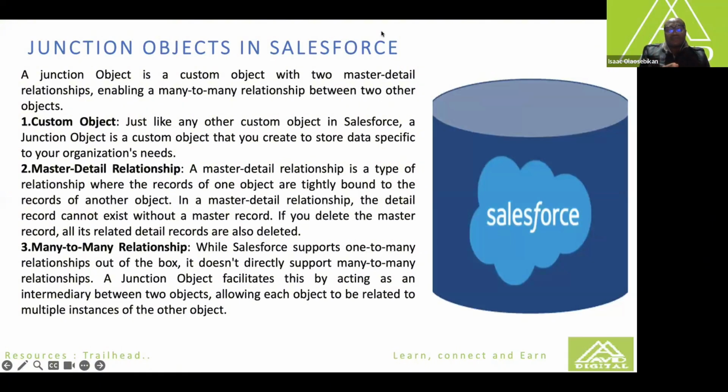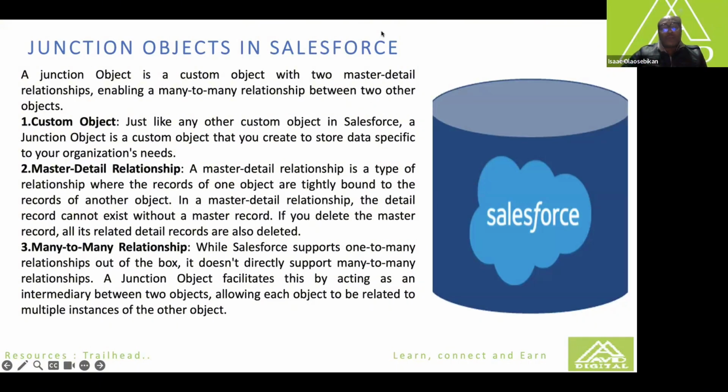We've been able to demonstrate the master detail relationship and lookup relationship. We haven't discussed junction objects, and the junction objects must be integrated into many-to-many relationship. There is another relationship apart from master detail relationship, apart from lookup relationship, that is what we can refer to as many-to-many relationship. There is no way you will discuss junction objects without discussing many-to-many relationship, which I'm going to take one after the other.